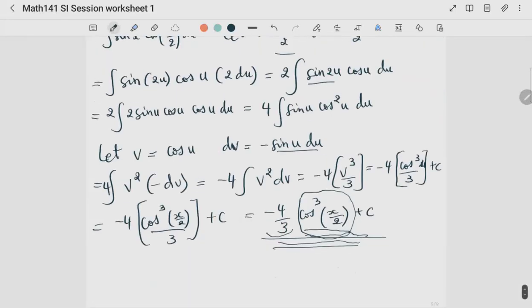Right, so I think that's it. That's the last question. Do you have any questions on this or any other question that we did? The next session will still be integration by parts. Right, just give me a minute.